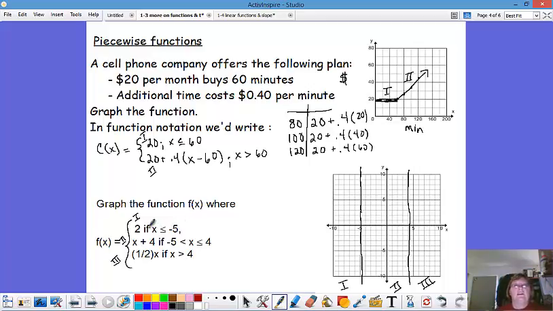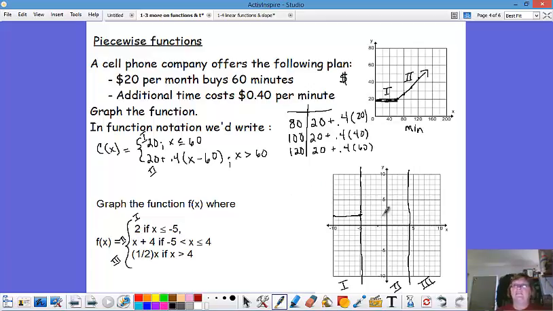When x is -5 or less, the value of the function is just plain old 2. No matter what x you have, the value of the function, the y, is 2. And folks, that's anywhere right along that line. Our rule said less than or equal to, so I'm going to just remind you, a closed dot goes there. When x is -5, this function has a value of 2.